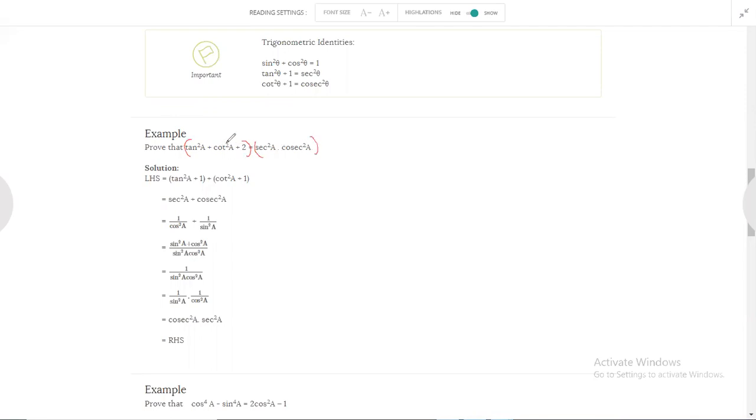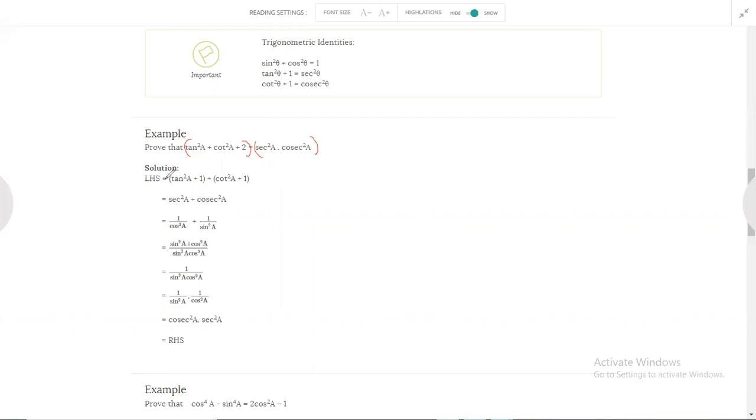So there are three methods to prove such questions. One is starting with the LHS and reach the RHS. Or you start with RHS and reach the LHS. Or if you find both difficult, you can even simplify the LHS and simplify the RHS, and both must be the same. So these are the three techniques to do this type of questions.